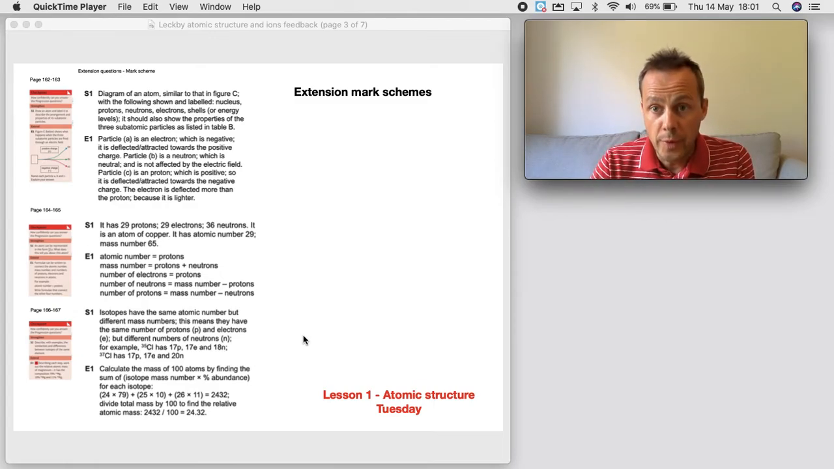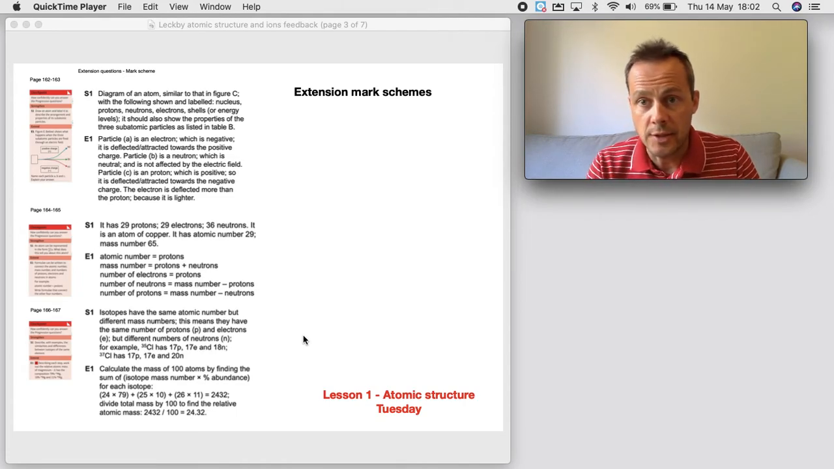I've marked them for you. I've commented on them, but if you want to have a look at them in more detail, this will be in the assignment, so you can have a look at this page and go through the mark scheme. But well done to all the people that did the extension tasks there.